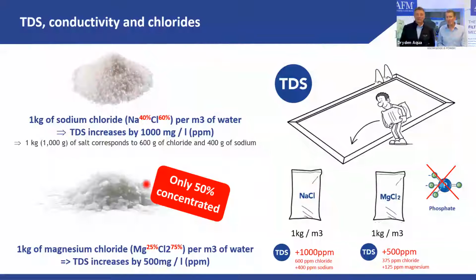Magnesium chloride also only has a 50% concentration, so you're only adding 500 ppm. But magnesium chloride has some nice advantages. First of all, it has 2 chloride molecules, so the percentage is higher, it's 75. But really the advantage is this magnesium is 2 times positively charged.